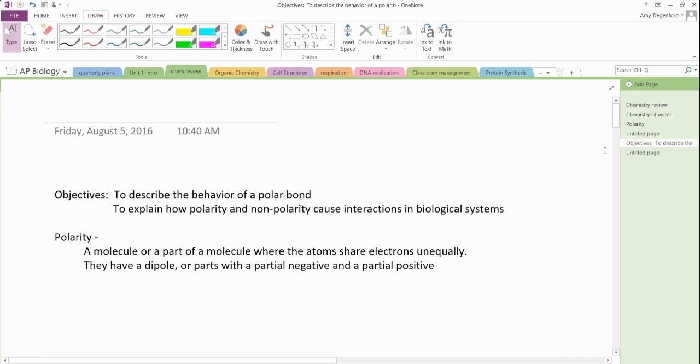Well, hello, this is Miss Dagenford, and we're going to be looking at polarity and non-polarity of molecules. This is going to be really important to understand because we will be looking at the chemistry of biological molecules throughout the entire year. So our objectives are to describe the behavior of polar and nonpolar bonds, and then to explain how this polarity and nonpolarity cause interactions in a biological system.